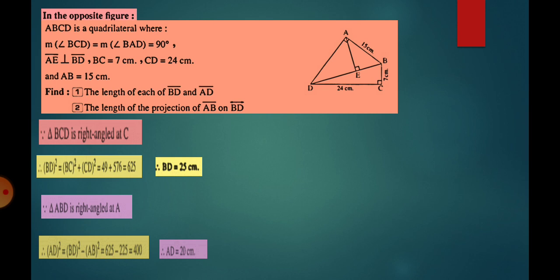Number 2, find the length of the projection of AB on BD. The projection of AB on BD is EB. Then we want to find the length of EB.